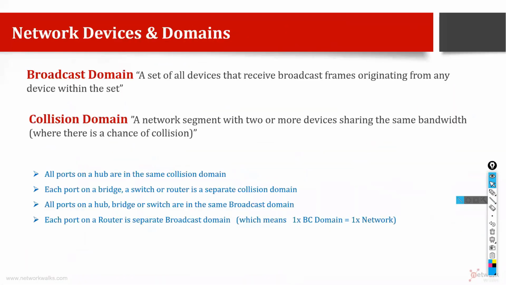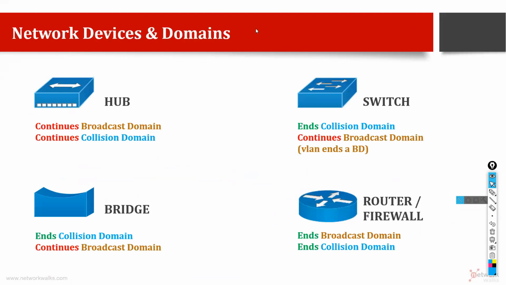Okay. So we have four types of devices we just discussed. We have a switch, we have a router, and we have an old device called bridge and hub as well. So the hubs, they do not stop the collision domain. They are very passive devices. They don't do anything. They don't stop the broadcast. But bridges, they end the collision domain. Switches, they end the collision domain. Routers, they also end the collision domain.